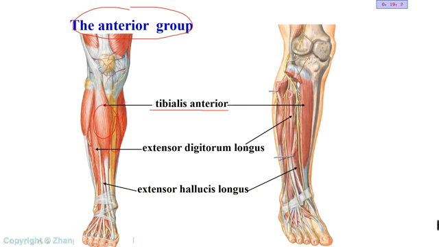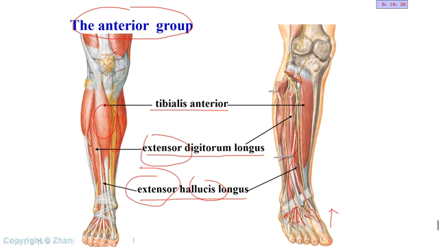Okay. And under it, there are two muscles: extensor digitorum longus and extensor hallucis longus. The hallucis one makes your big toe extend, and the other muscle makes the other four toes extend. So all the function is extension.